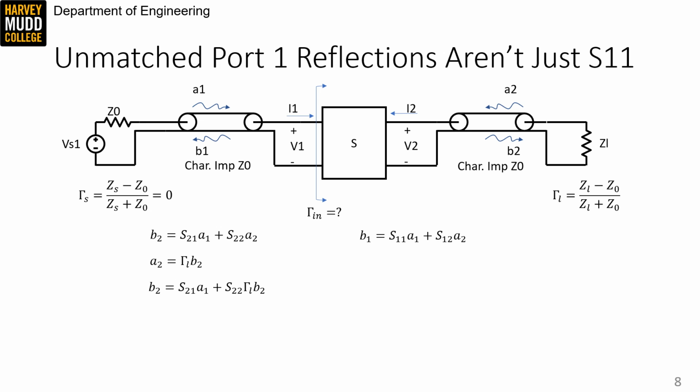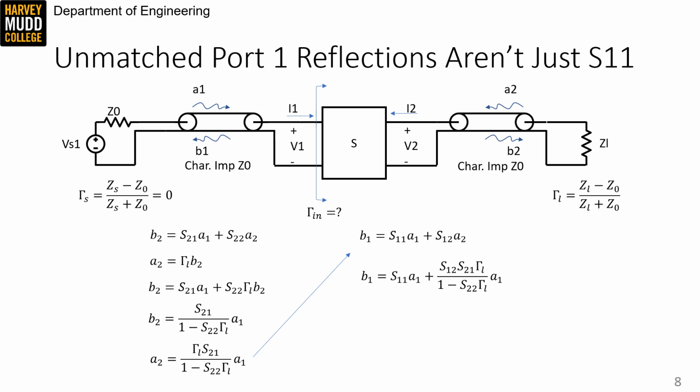We can substitute that into our equation, then rearrange it to find B2, then finally find A2 by remembering that it's created by B2 reflecting off the load, so we multiply our prior expression by gamma L. That gets substituted into our first equation, which leaves us tantalizingly close to finding gamma in. Factoring out A1 and dividing both sides by it, we find that gamma in is given by S11 plus some additional amount that depends on the product of S12, S21, and gamma L.